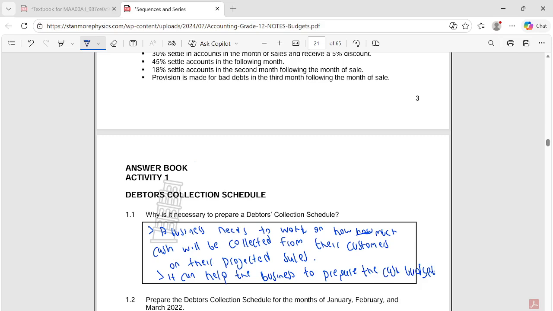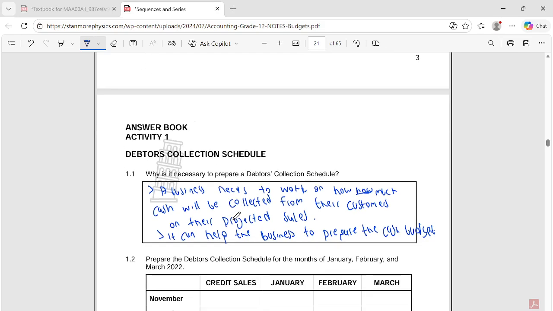There are many answers to this question. My answers were that a business needs to work out how much cash will be collected from their customers based on their projected sales. It can also help the business to prepare the cash budget, meaning the debtors collection schedule will be used in the cash budget. If you think of any solution, as long as it is relevant to the question, it will be correct.